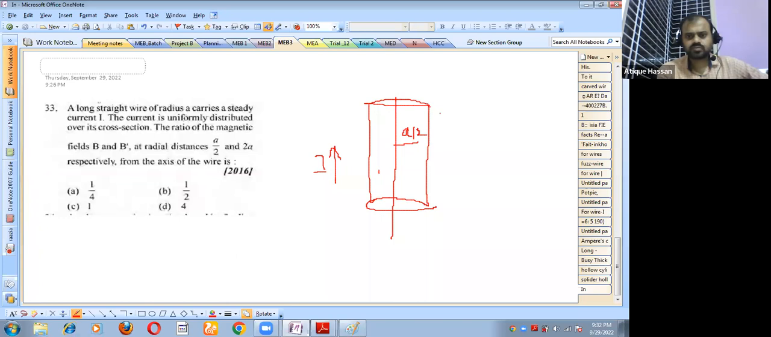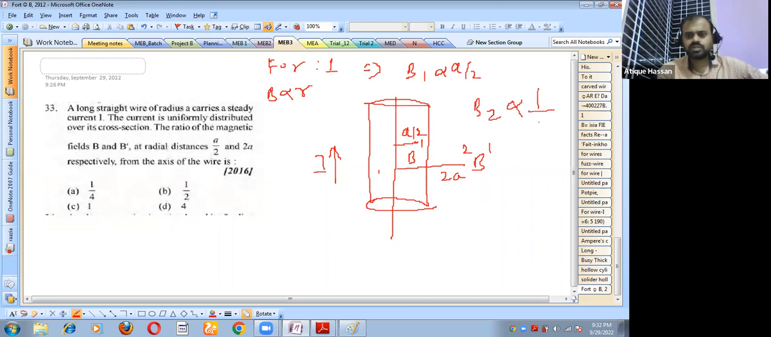So we have to find the ratio of the magnetic field at a by 2, which is given as B, and at 2a, which is B dash. We have to find the ratio of B and B dash. So suppose we take this as point 1 and this as point 2. For point 1, it is an internal point, right? So for an internal point, we know that the magnetic field is directly proportional to distance. It means B1 will be directly proportional to a by 2. And we know that for an outside point, B is inversely proportional to r. It means B2 will be inversely proportional to 1 by 2a, right? Did all of you understand how B1 is proportional to a by 2 and how B2 is proportional to 1 by 2a?